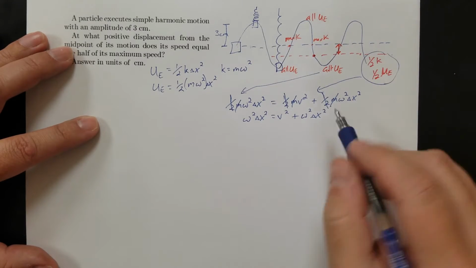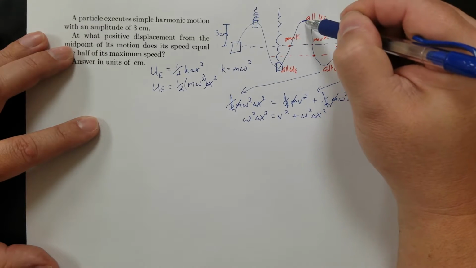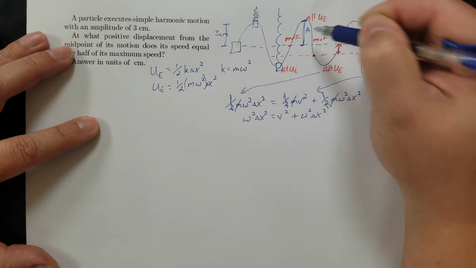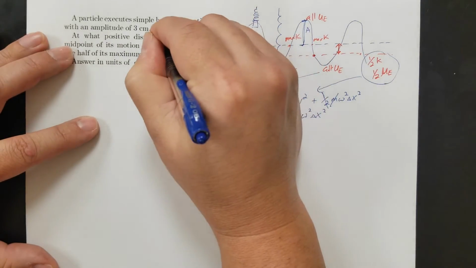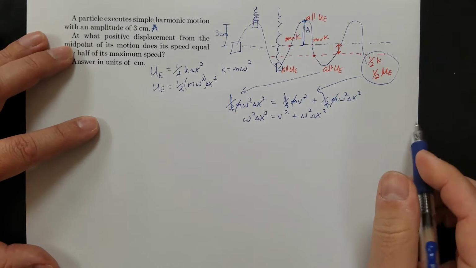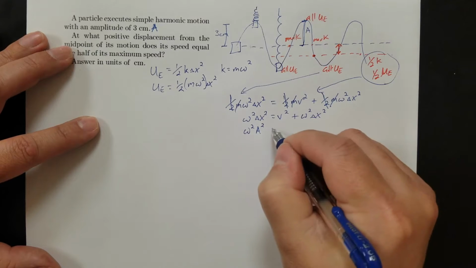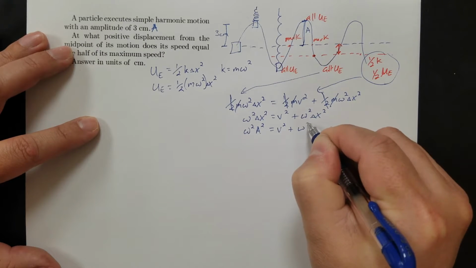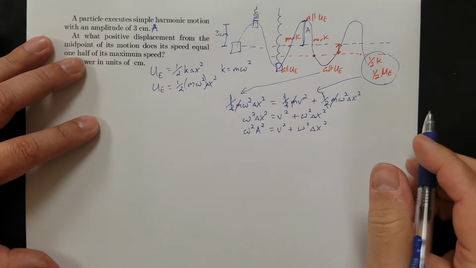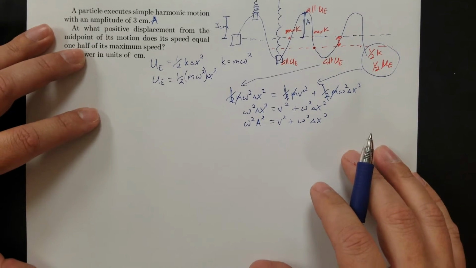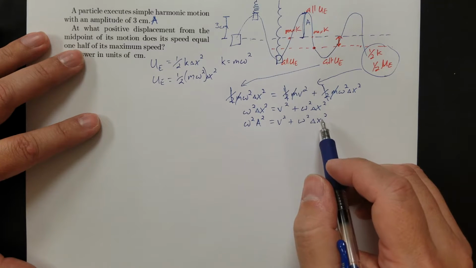So I'm going to call this one my original one, that's the amplitude. I'm going to swap that delta x out for the amplitude A, which in mine is 3 centimeters. So I'm going to say omega squared A squared, so I don't have two delta x's, equals v squared plus omega squared times delta x squared, which is what I actually want. Now I need to simplify more because I don't know omega.